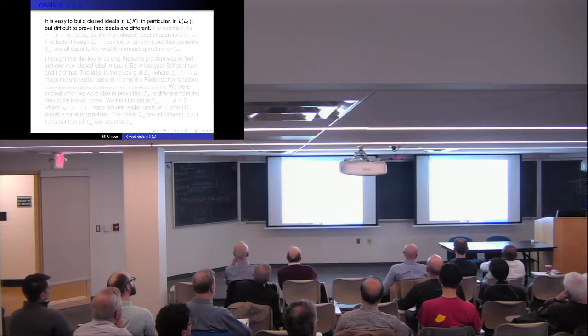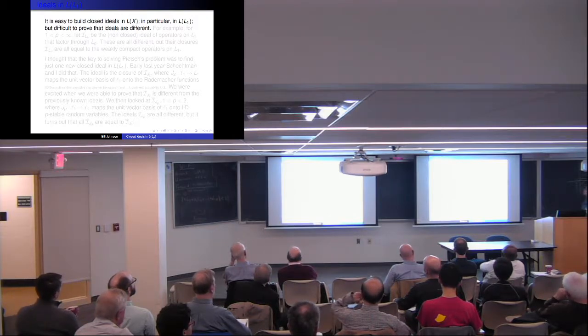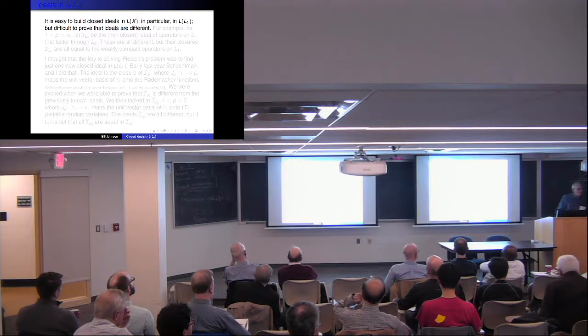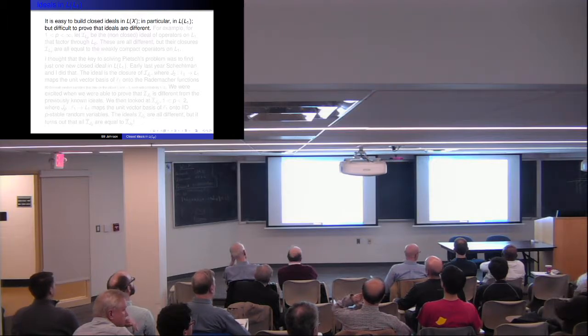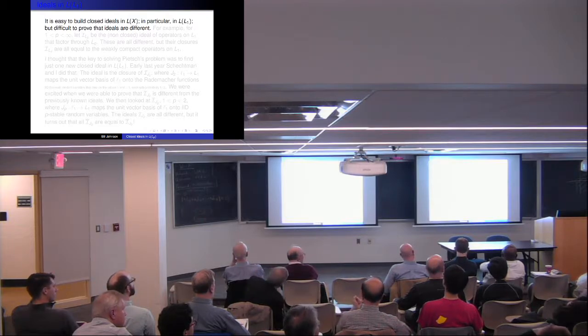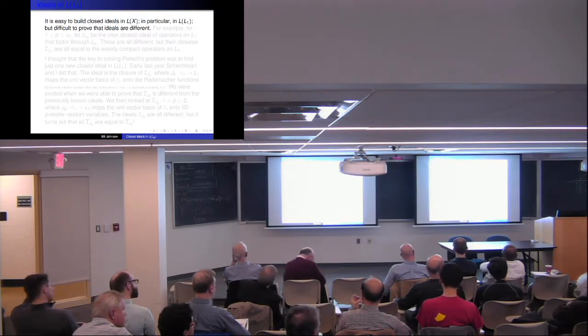Okay, now, we've already talked about how easy it is to build closed ideals in L of X, but the hard part comes when you build 2 closed ideals, how do you distinguish? How do you know they're not the same? For example, in capital L1, you have the strictly singular operators, you have the weakly compact operators, but they turn out to be the same.